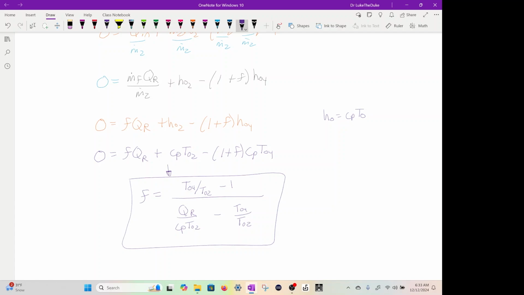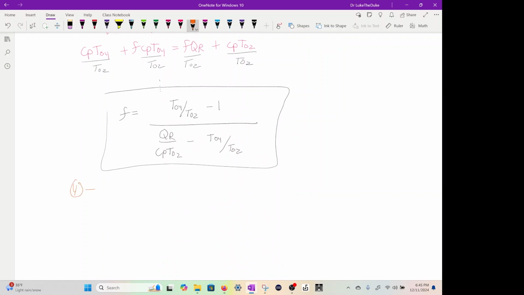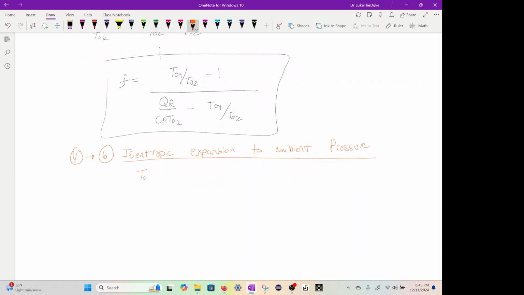And so now we can move on to 4 to 6 and look at that process. We're going from 4 to 6, and we're going to call this an isentropic expansion to ambient pressure. We're going to make sure that the pressure is atmospheric when it shoots out. We don't want it lower, because if you remember from the thrust equation, anything lower than atmospheric is going to lower thrust. So we're going to assume T naught 4 is equal to T naught 6, because it's isentropic, and P6 is equal to PA.